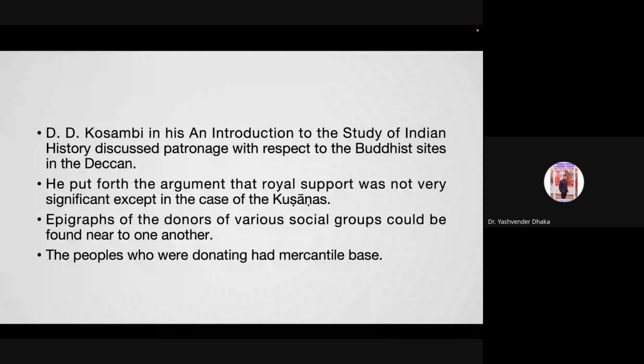Now comes the Marxist historiography in patronage. The first work is of D.D. Kosambi. In his Introduction to the Study of Indian History, he discussed patronage with respect to Buddhist sites in the Deccan, which you may all be very aware of. He put forth the argument that royal support was not very significant, except in the case of the Kushanas, which we have seen in Afghanistan and the northwestern part of the Indian subcontinent. The epigraphs of donors of various social groups could be found near one another. There are different social groups, and they are also competing among themselves over who is a bigger donor. The people who were donating had a mercantile base, and they were contesting within the social groups also, as to which group is a bigger donor. We have seen this in Kosambi's work, which is very important.